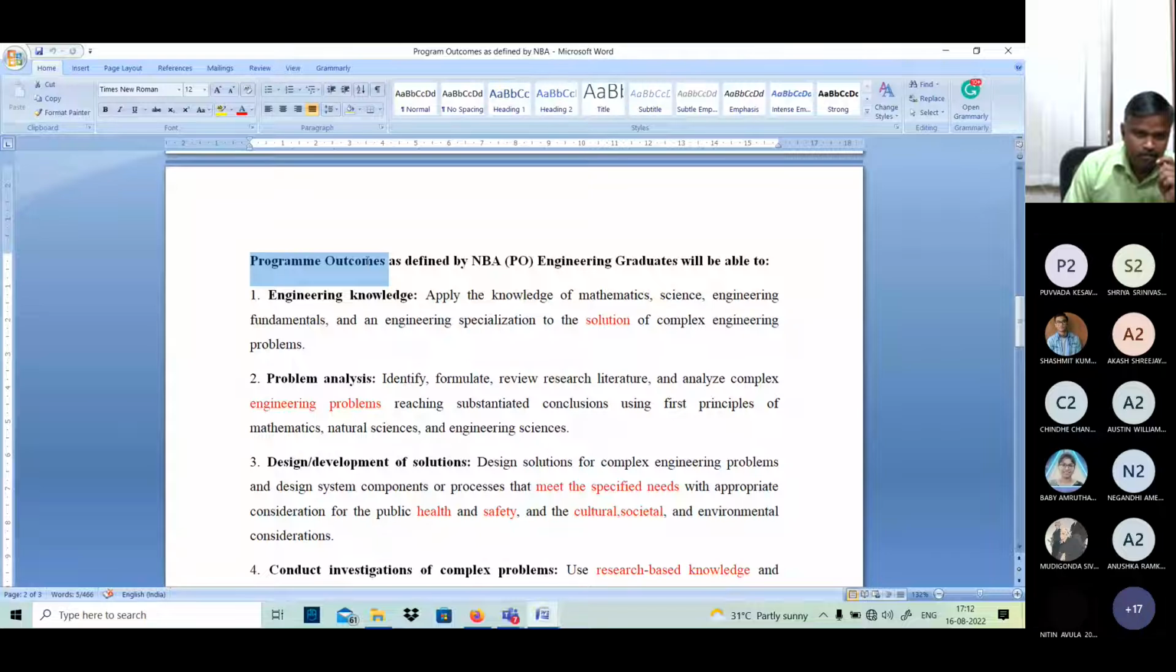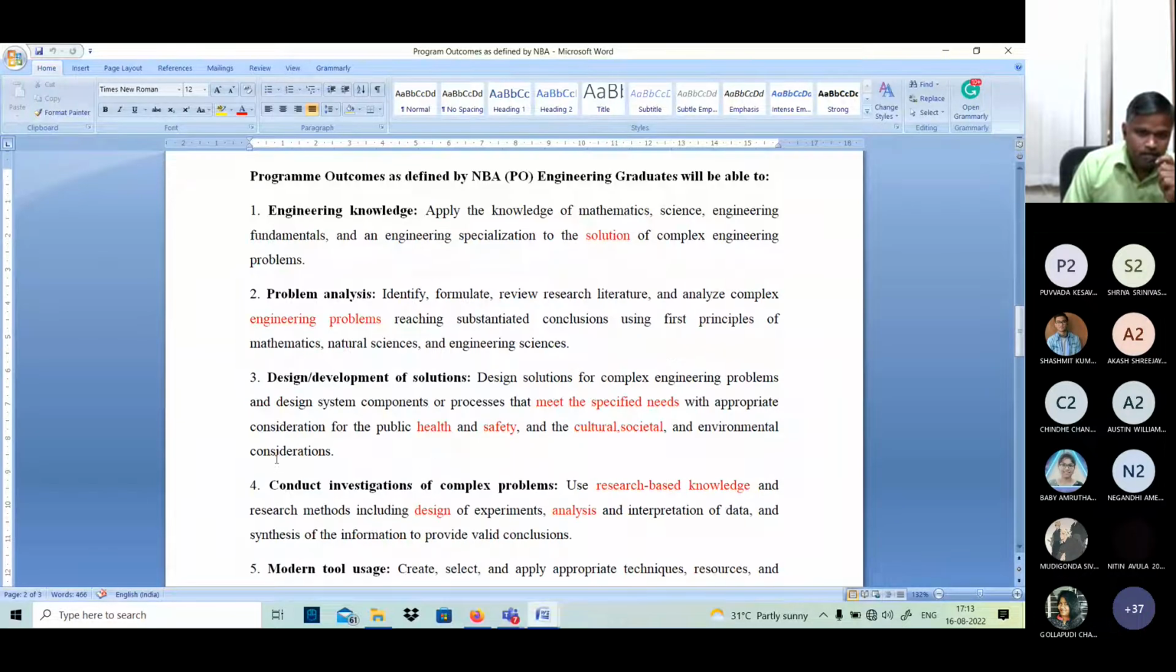And the second program outcome: when the student completes the BTech graduation, he should attain the knowledge to identify, formulate, review research literature, and analyze complex engineering problems. The student should be able to analyze the given problem, reaching substantiated conclusions using principles of engineering sciences. Our computer science is related to engineering sciences.